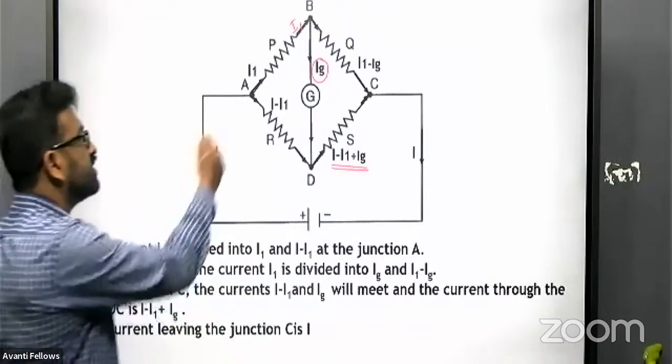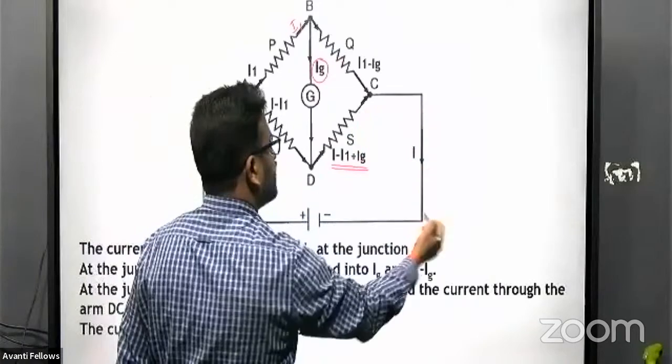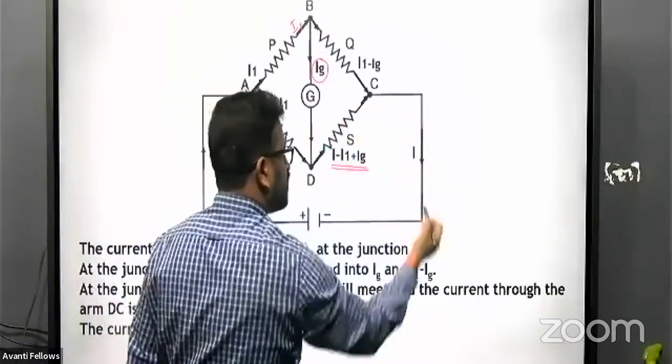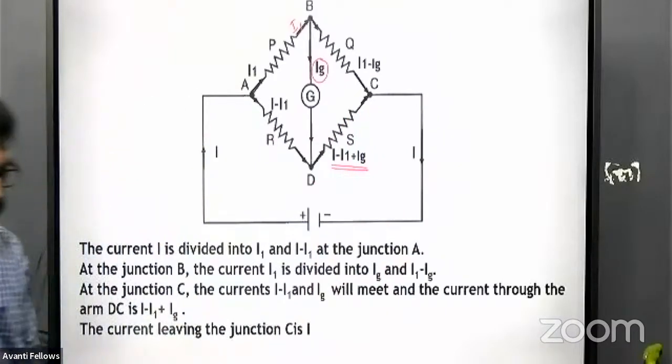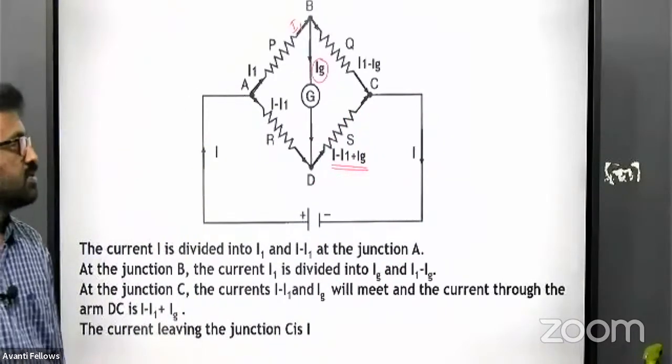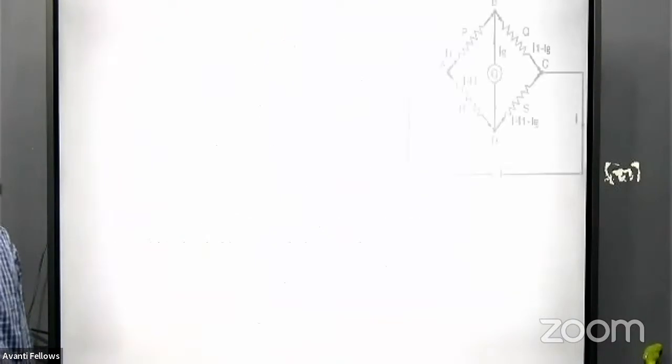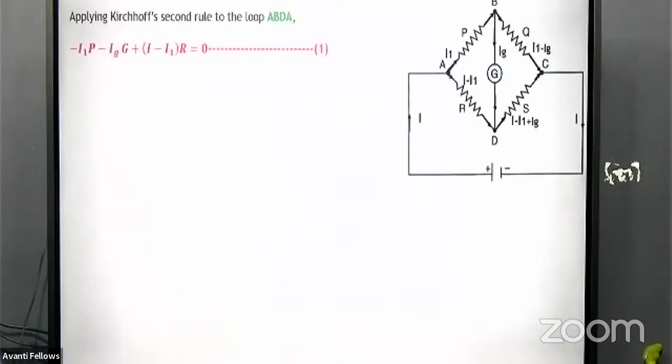So the current entering the junction A is I, and the current leaving the junction C is again I. So it is a loop. Now let us try the loop ABDA.